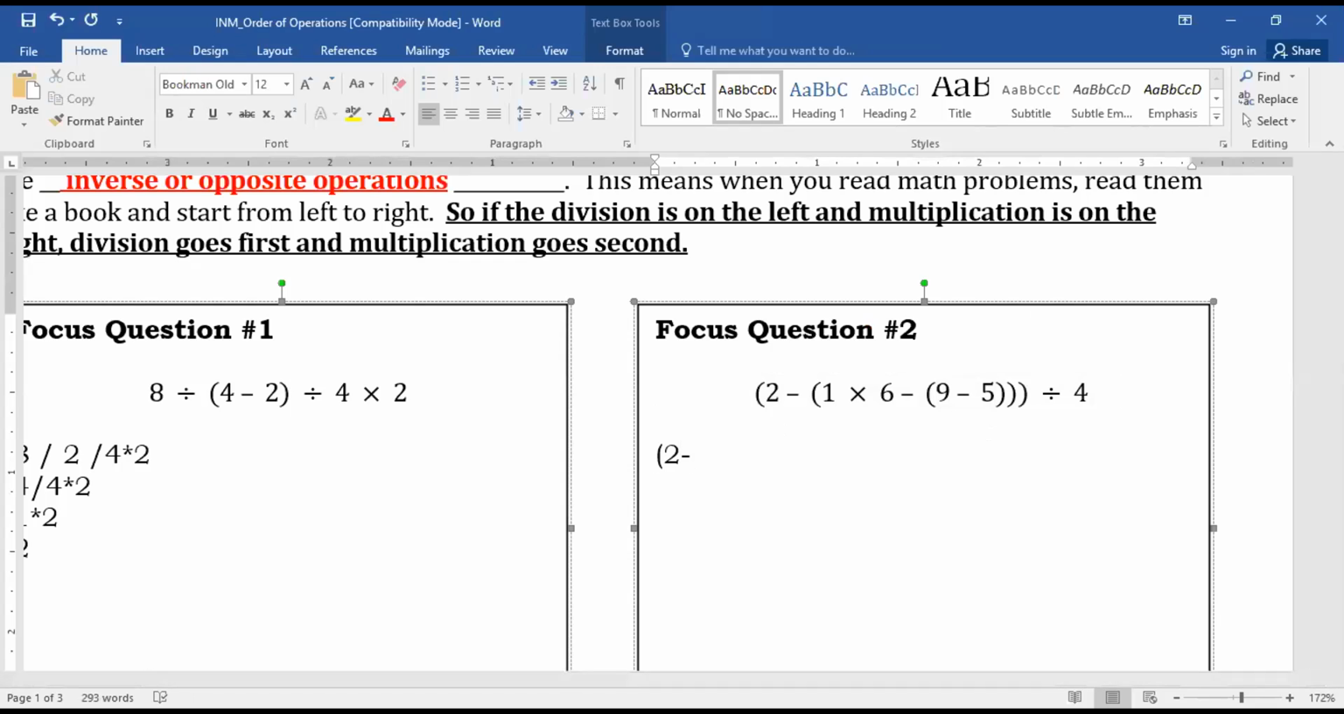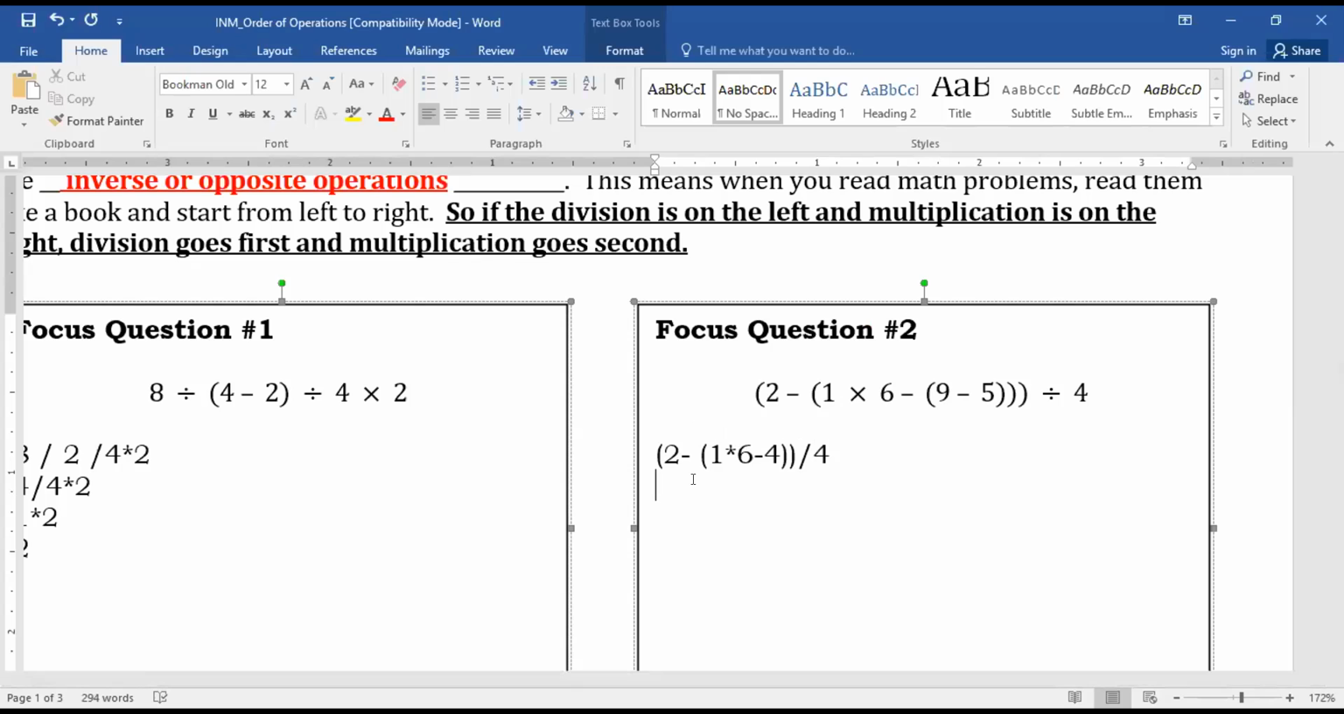2 minus 1 times 6 minus 4, only 1. Okay, we've solved that one. So I can get rid of that parentheses, but we still have 2 left. And then all of that's divided by 4. The next parentheses is this one. 1 times 6 minus 4.